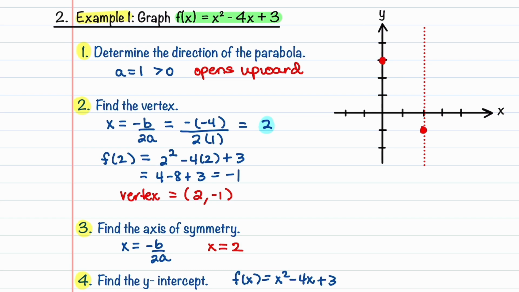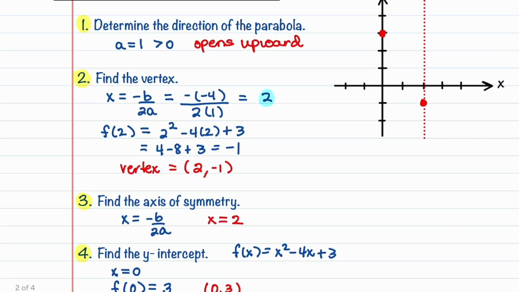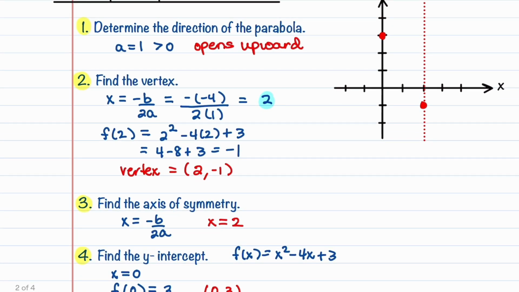Now we'll go ahead and plot our x-intercepts. And those are (1, 0) and (3, 0). Here's (1, 0), and here's (3, 0). One thing that's really nice about the axis of symmetry is you know that it divides the parabola in half, and each half mirrors each other. So because of that, we can go ahead and add this point right here to make it easier to draw.